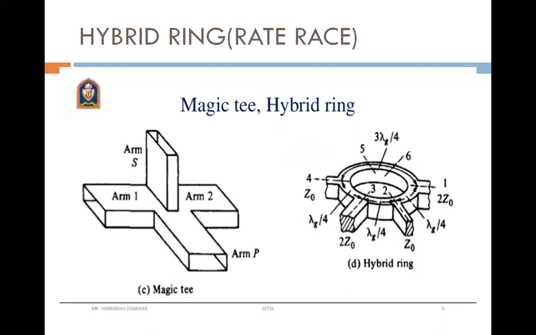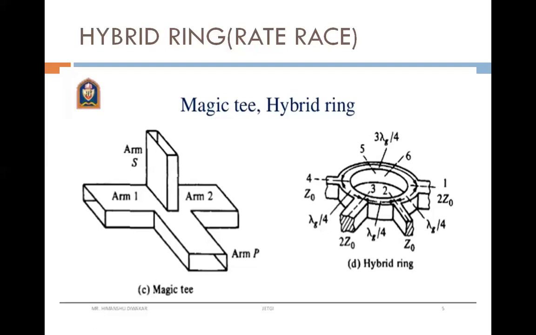If the signal is applied in arm 1, it will be divided equally, one half traveling in the clockwise direction and the other half traveling in the anti-clockwise direction. The signal reaching port 4 covers the same distance, 3 lambda g by 4, clockwise as well as anti-clockwise. So the waves reaching port 4 from both directions are in phase. So what happens? Adding is there. If both waves reaching port 4 are not in phase, then cancellation is there. So this is the basic phenomenon.